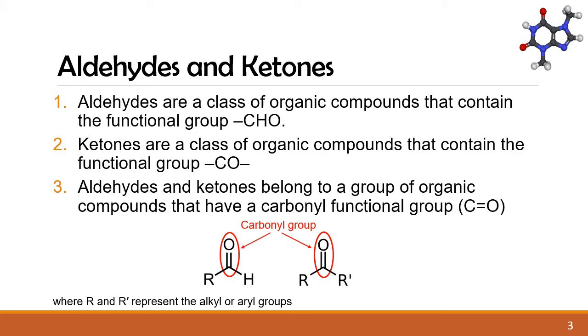In aldehydes, the carbonyl group is at the end of the compound. In ketones, the carbonyl group is between two carbon atoms or two alkyl or aryl groups.